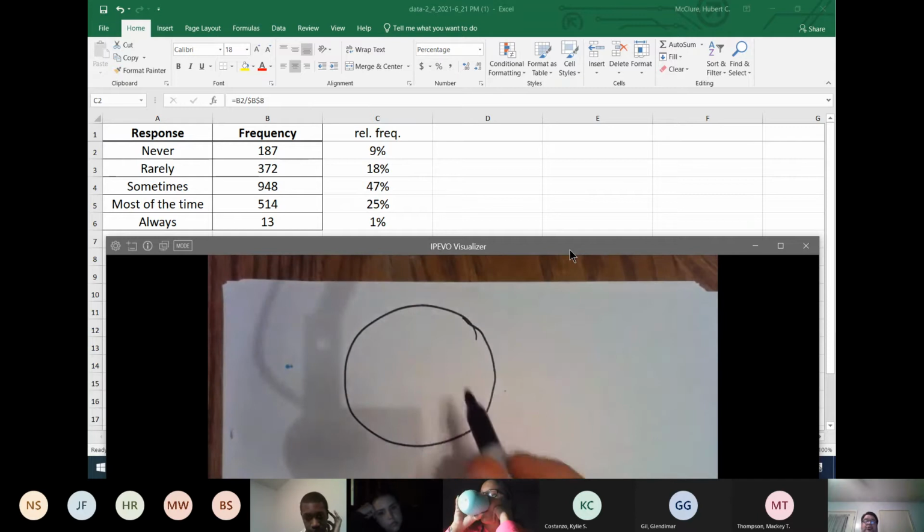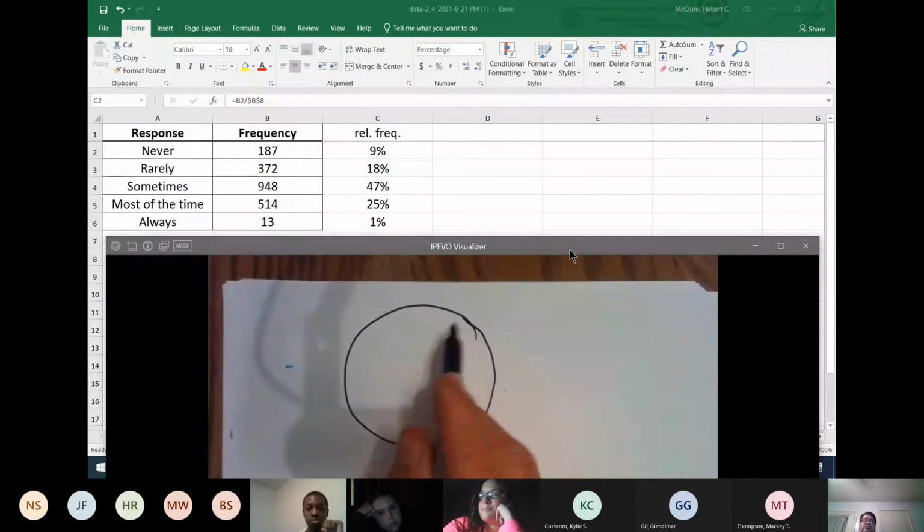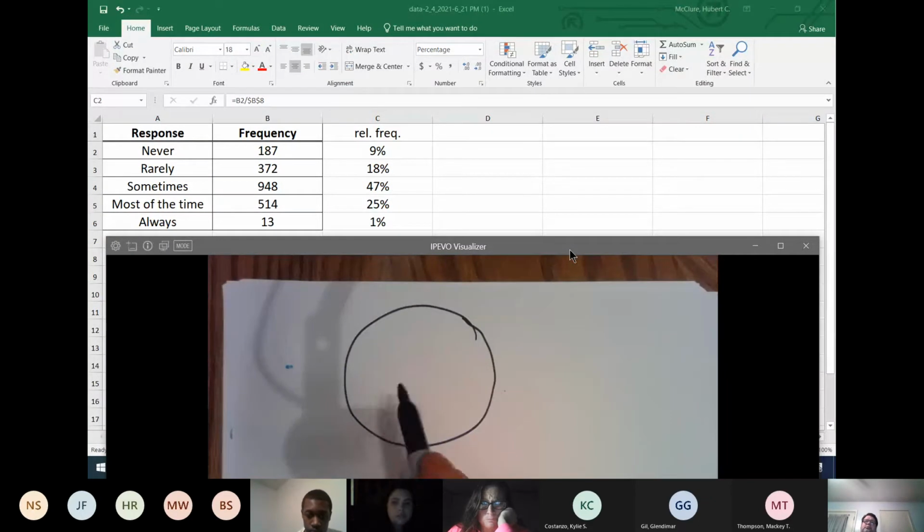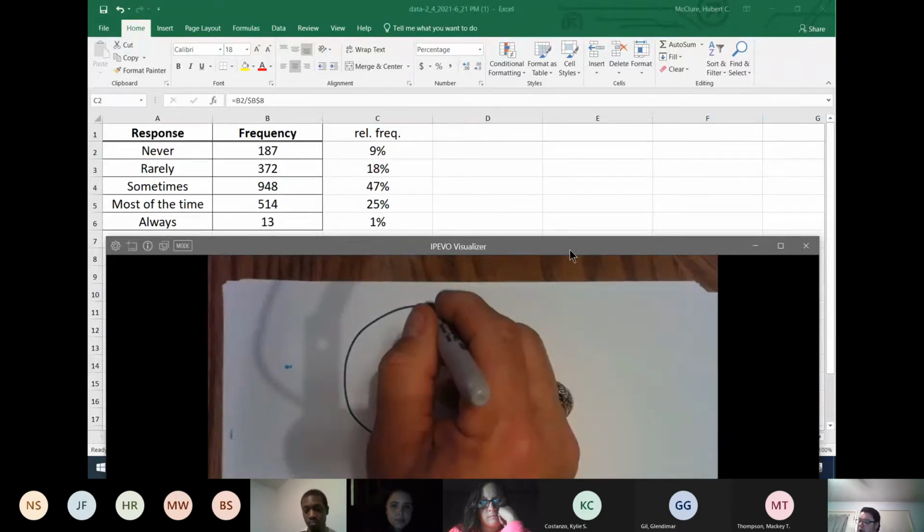Now, I want to ask you, which one of these percentages up here is the easiest one to draw on a circle? 1%? No, that is the most difficult. 25%. Yes, there's two that are real easy to draw. 25% is one, and 47. So I'm going to draw.